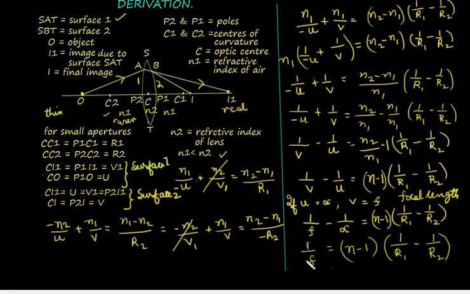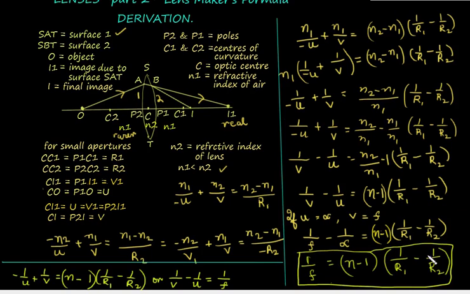What are these quantities? F is the focal length of the lens that is used. N is the refractive index of the lens. R1 and R2 are the radius of curvatures of the two sides. This expression is the lens maker's formula. So we have derived lens maker's equation. Let us mark this as equation 2 and this equation as 1.